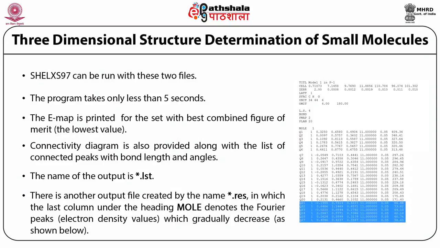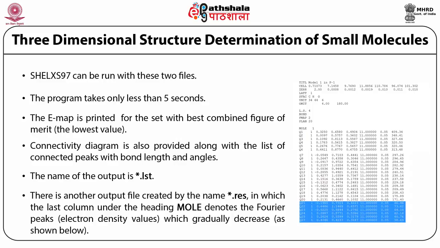Now, with the availability of these 2 files, SHELXS-97 can be run. The 97 indicates the program version from the year 1997. So, these 2 files are sufficient to run the program. The program takes just less than 5 seconds to get the peaks. So, if you look at the figure, I have given a table. The last column denotes the electron density values for the peaks.